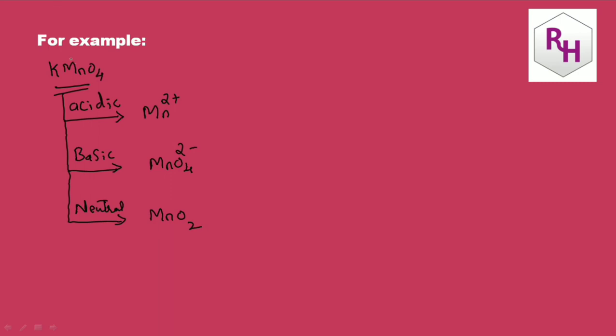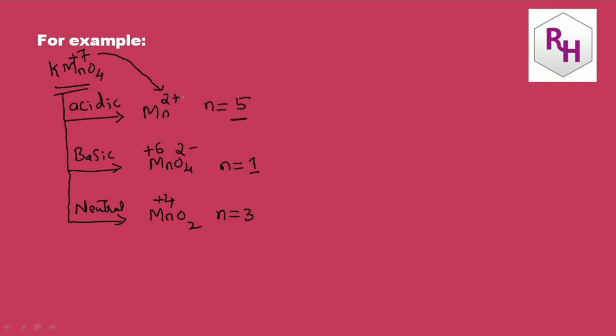So here it is +7. +7 to +2 means, remember, the number of electrons changed is equal to 5. Here the oxidation state of Mn goes from +7 to +6, so the number of electrons changed is equal to 1. That we also call the n factor. +7 to +4 here, so the number of electrons changed, n, is equal to 3.